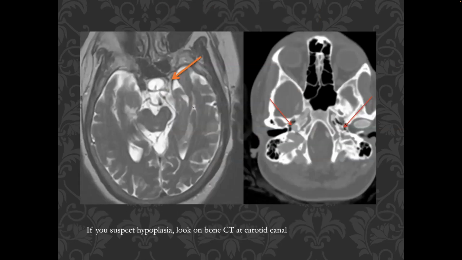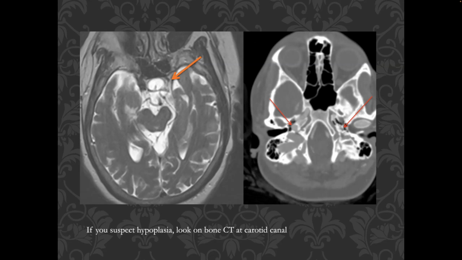Now let's take this case. Here you see that on the MRA, there's a flow void in the right carotid and very narrow or absent flow void on the left side. So before you assume this is a string stenosis or occluded carotid, you should consider the possibility of hypoplasia.